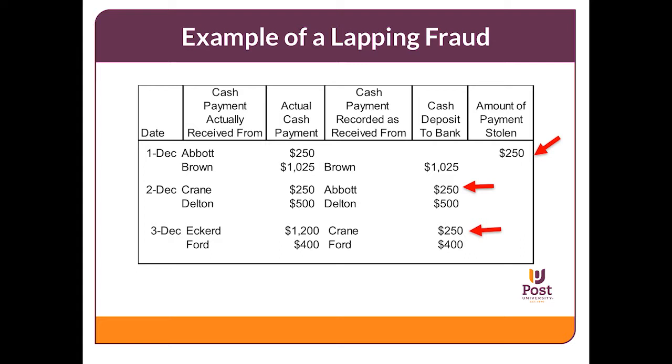As you can see, a lapping scheme quickly gets complicated. Often, the scheme becomes so complicated that it collapses as the bookkeeper no longer knows who to credit what amount to.